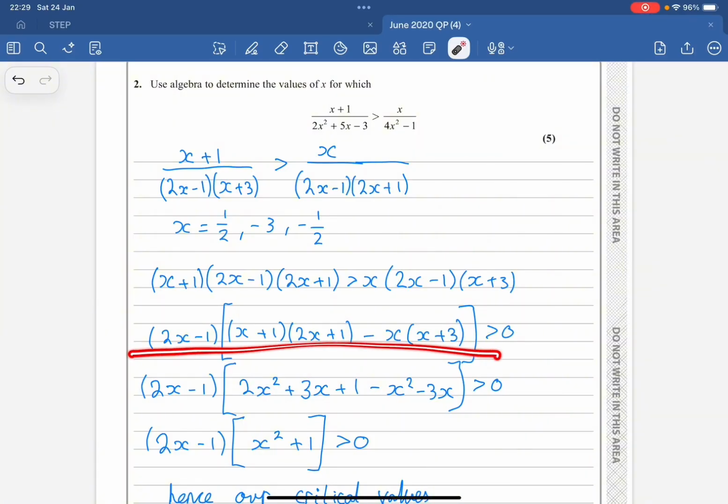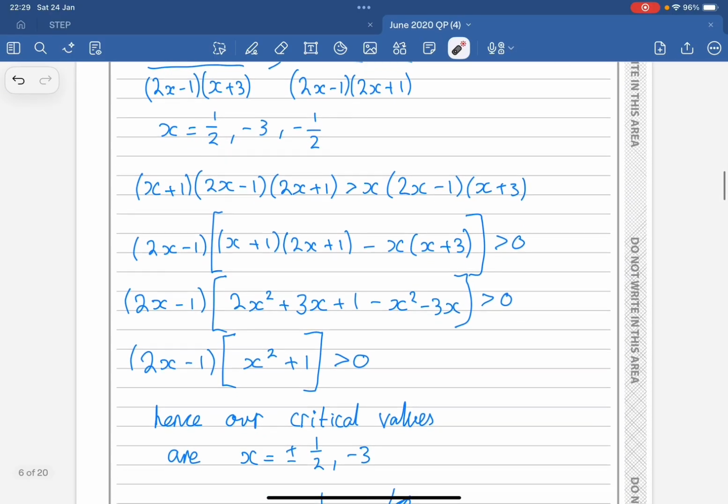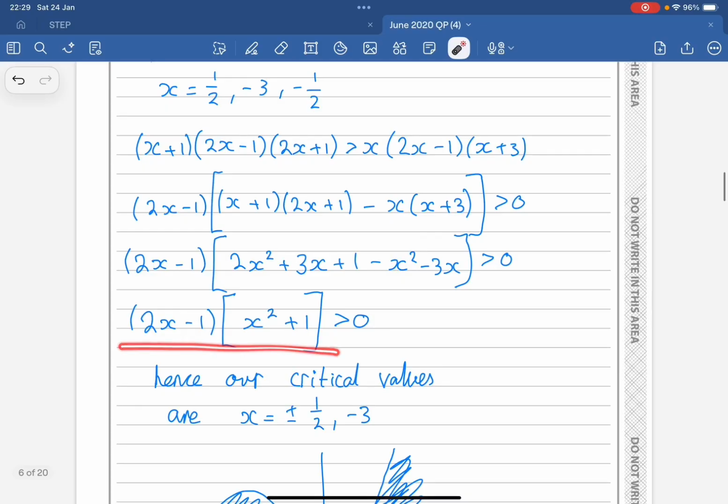So moving this to the left-hand side and factorizing a bit. Never multiply these all out, by the way. We have all of these brackets. If we want to multiply them out, that'll take ages. We just want to factorize it as much as we can first. And effectively, that just factorizes down to this.